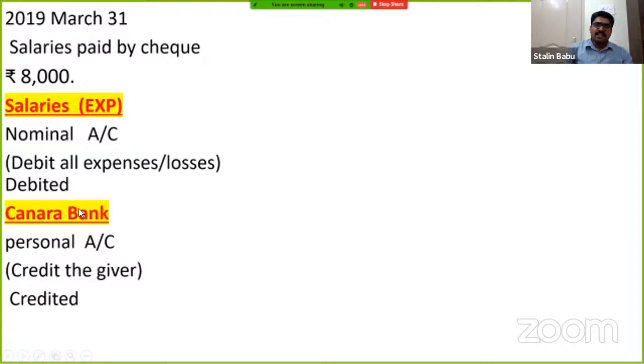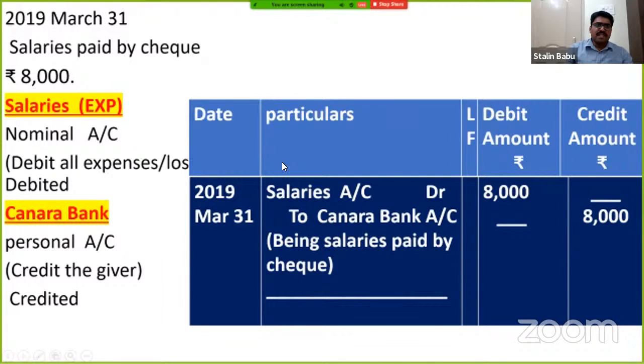So write in the journal book. What is the date? 2019 March 31st. Write March 31st in the date column. What is the entry? Salaries account debit to Canara Bank account. What is the amount? 8,000.